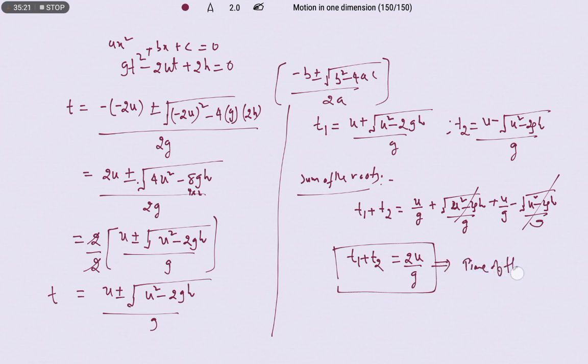What is meant by time of flight? It is the time taken for a body, how long it remains in the air, that is known to be the time of flight. That means while going up it will take some time, and while coming down also it will take some time. Therefore the time of ascent plus the time of descent is known to be the time of flight. The time of flight value is equal to 2u by g.